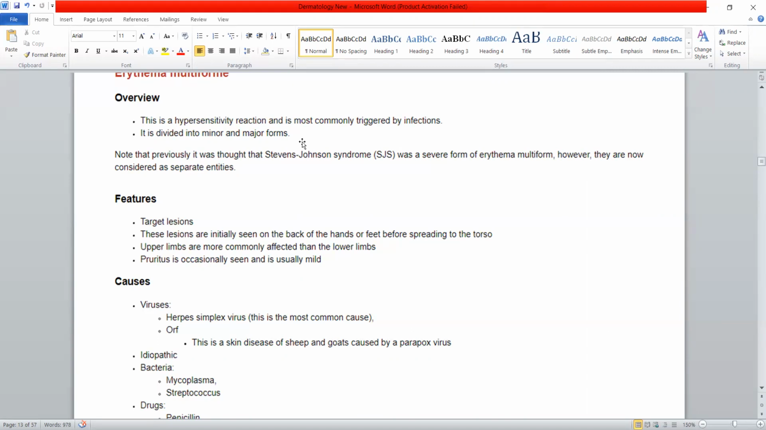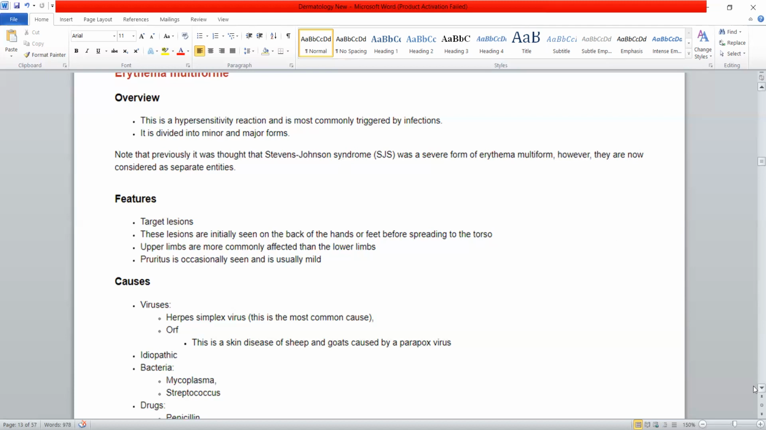Can somebody give me an example of a pneumonia that is associated with erythema multiforme? Anyone? Klebsiella? Oh no, sorry, that is with alcoholics. So mycoplasma pneumonia is associated with erythema multiforme.